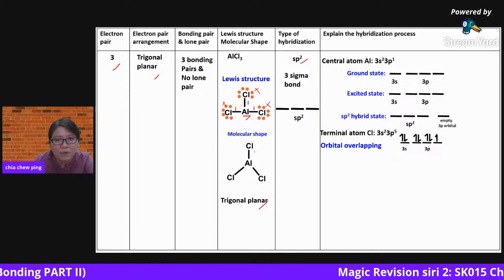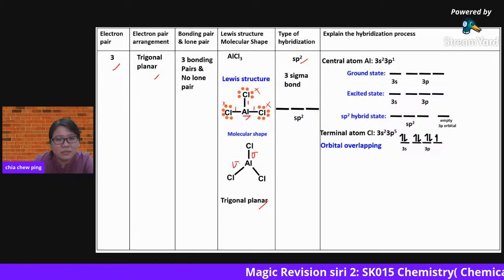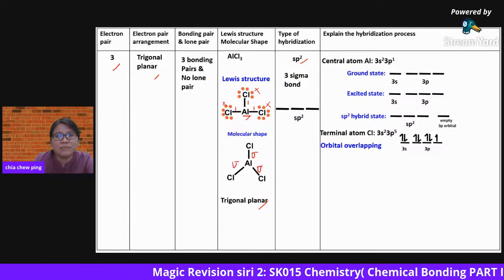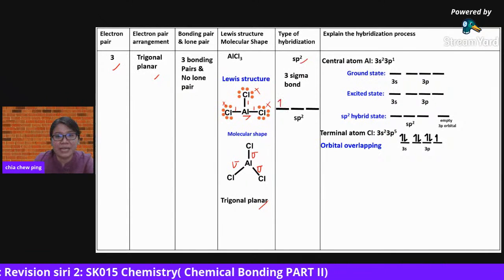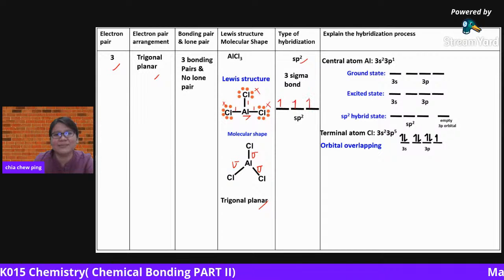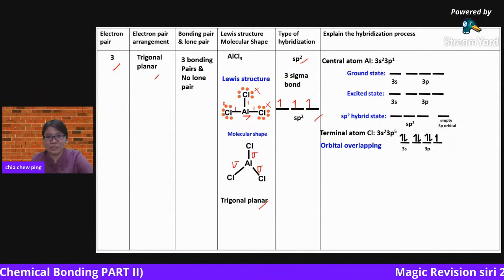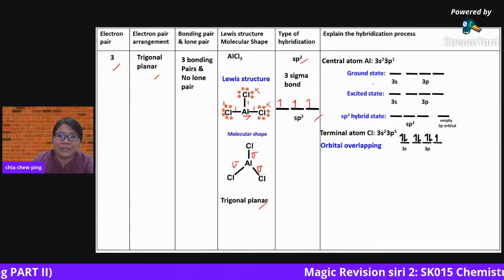So now we check how many sigma bonds. 1, 2, 3. If there are 3 sigma bonds, meaning 1 sigma, 1 unpaired electron; 3 sigma bonds, meaning 3 unpaired electrons. All right, so this is what I expect to get after the excited step.